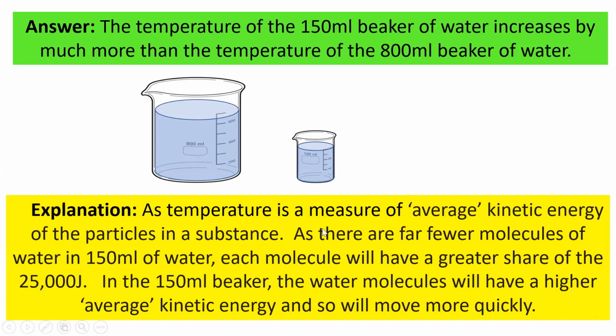As temperature is a measure of the average kinetic energy of the particles in a substance, as you have far fewer molecules of water in 150 milliliters of water, each molecule will receive a greater share of that 25,000 joules. So in the 150 milliliter beaker, the water molecules will have a higher average kinetic energy, and so will move more quickly.